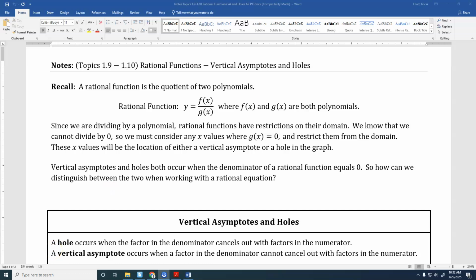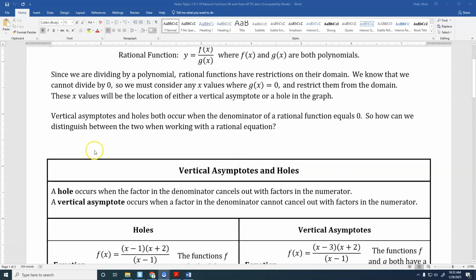So a rational function is a quotient of two polynomials. We talked about that yesterday. In a rational function, you've got f of x and g of x, where those are both polynomials. Since we are dividing by a polynomial, rational functions have restrictions on their domain. We know that we cannot divide by 0, so we must consider any values where g of x equals 0 and restrict the domain. These x values will be the location of either a vertical asymptote or a hole in the graph.